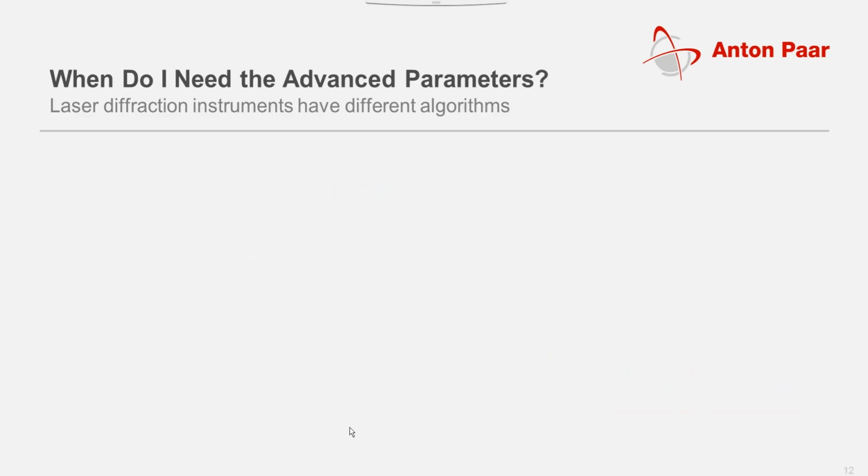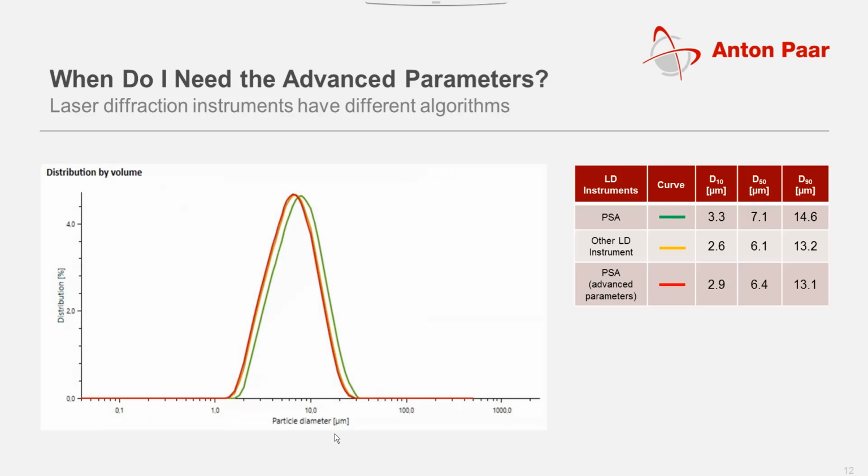In this slide, I show you how the difference between two laser diffraction instruments can be reduced by using the advanced parameters. We measured the sample in our PSA and in a competitor instrument. The green curve displays the result of the PSA without any adjustment. The yellow curve is the result obtained with the competitor instrument. And the red curve represents the result of the PSA after adjustment. You can see how, after adjustments, the results come closer to the ones of the competitor. The yellow and the red curves are almost overlapping.